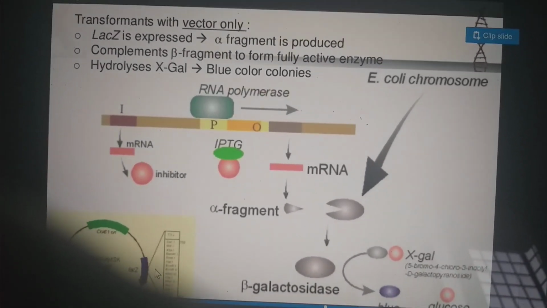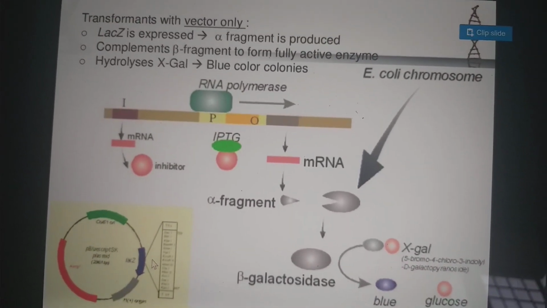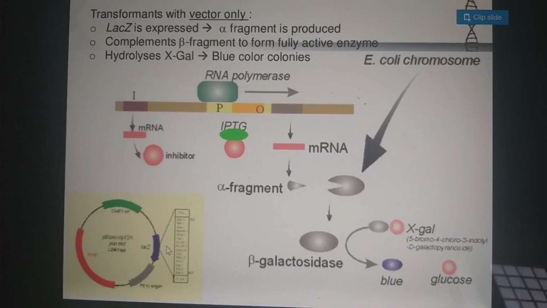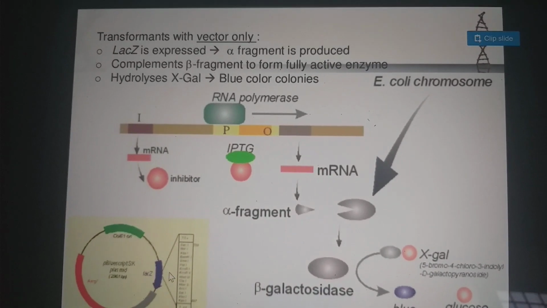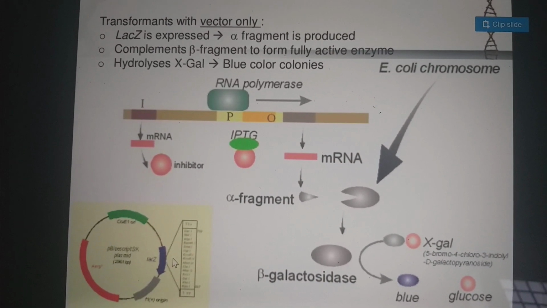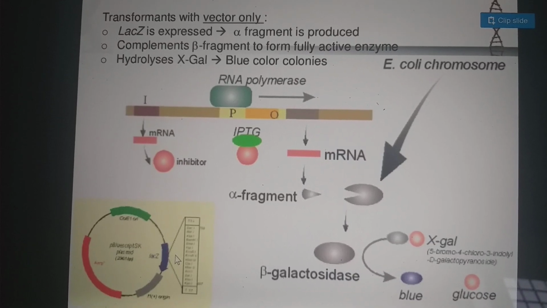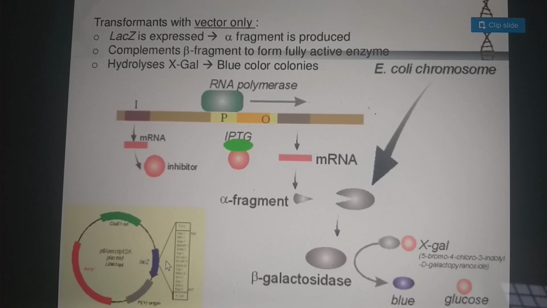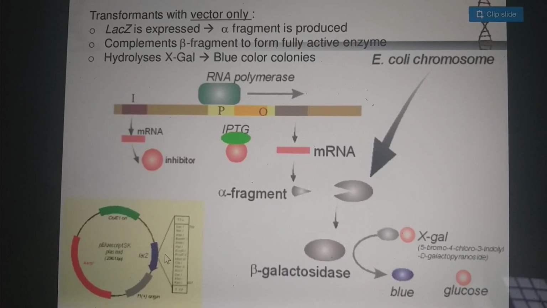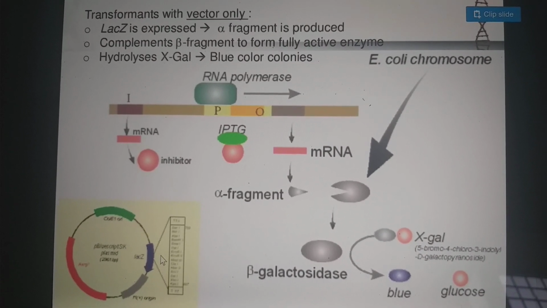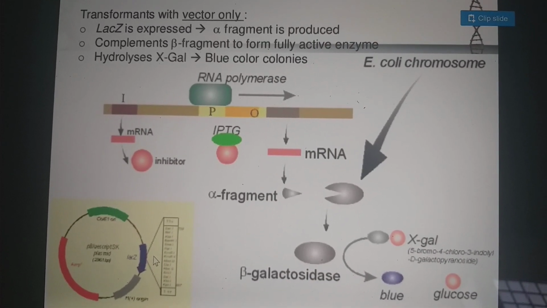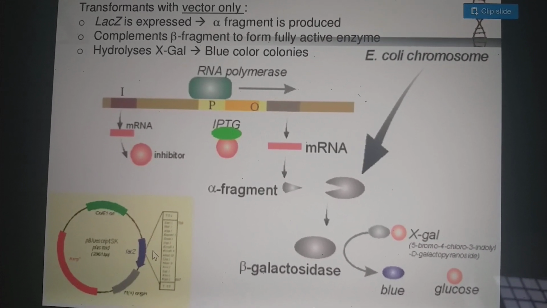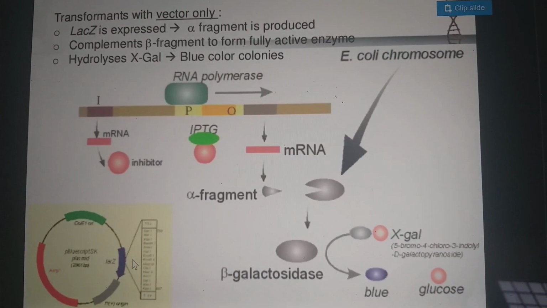So let's see one by one what will happen if the foreign DNA gets inserted or if it does not get inserted. First possibility: let's say this plasmid vector undergoes transformation without carrying foreign DNA. In that case, what will happen? This lacZ will be intact. It will not get disturbed, and there will be production of the alpha fragment, right? Because the foreign gene is not inserted.